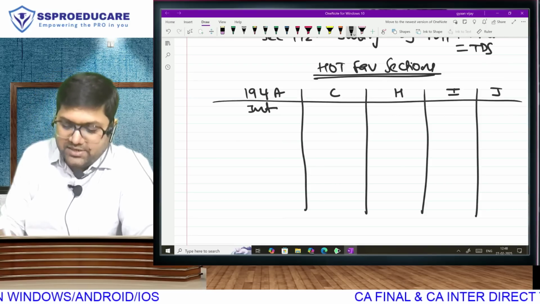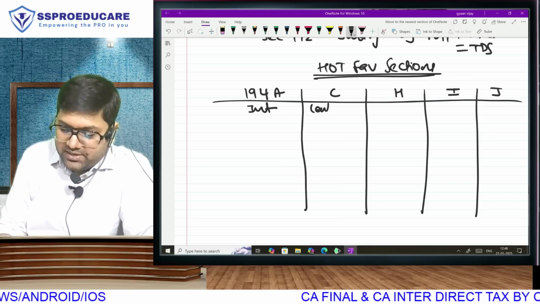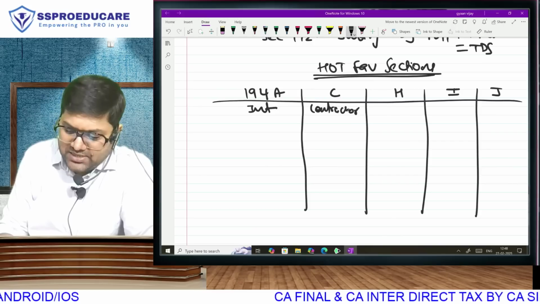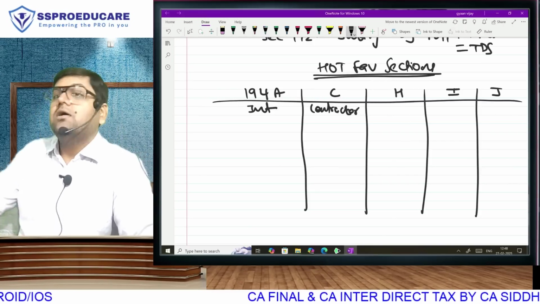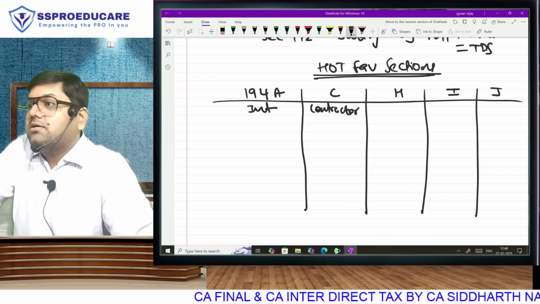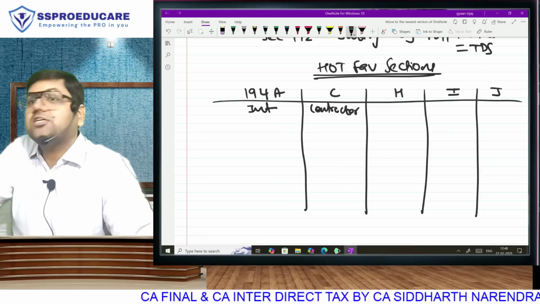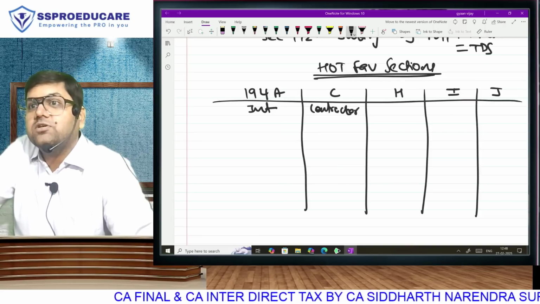Look at the importance. Look at how it affects day-to-day payment. Interest. Payment to contractor. Sir, what kind of contractor? I will give examples; we will learn the section in detail later. Somebody who is doing labor supply. A recruitment agency is a contractor. Somebody providing security guards, we hire an agency for that.